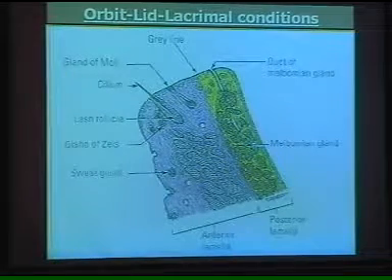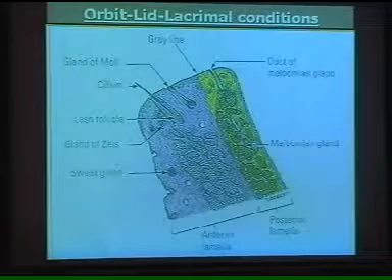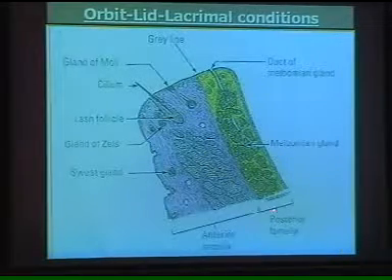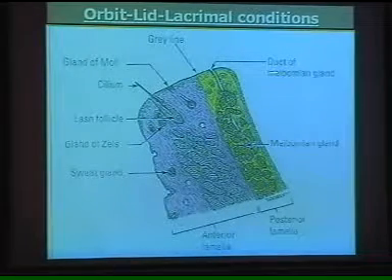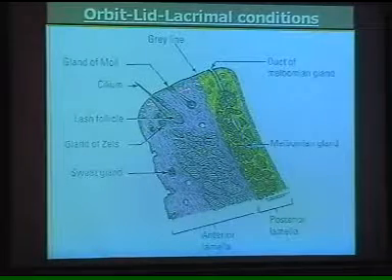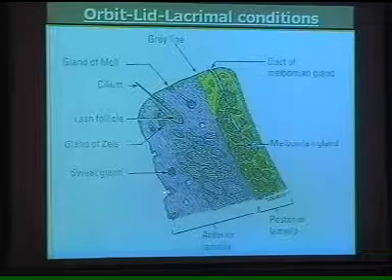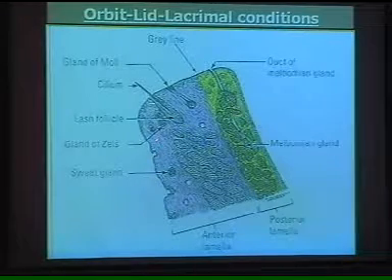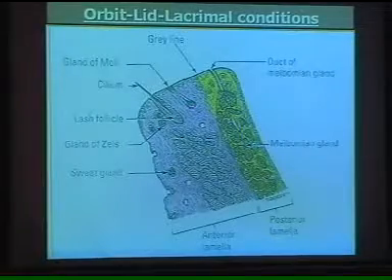Now, I'll just touch the lids, and just to give you the anatomy of the lid. This is the posterior lamella, which has the meibomian gland over here. These are the ducts of the meibomian gland. That's the gray line, the junction between the two, and this is the anterior lamella. Sweat gland, gland of Zeis, different glands, and the lash roots are located in the anterior lamella.